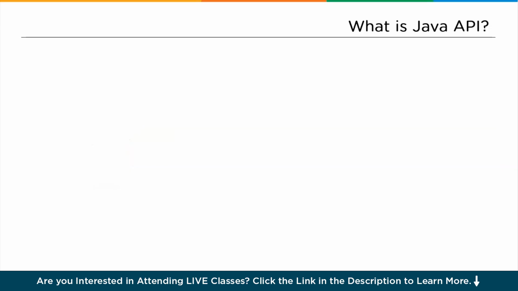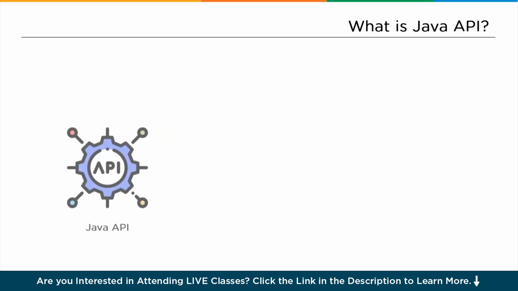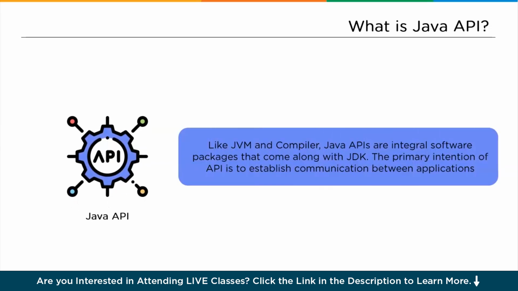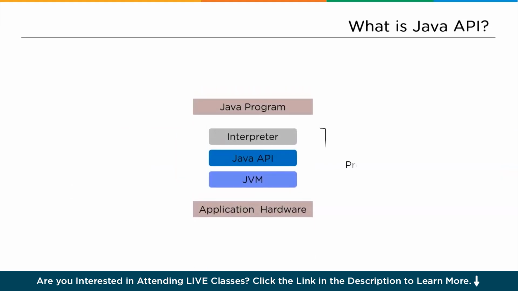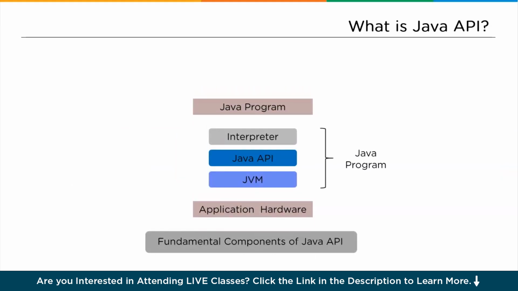Next, we find our topic for today's discussion, that is the Java API. Just like Java's virtual machine and compiler, Java's APIs are integral software packages that come with the JDK. The primary intention of an API is to establish communication between different applications. So on my screen you can see a pictorial representation of Java API's architecture.